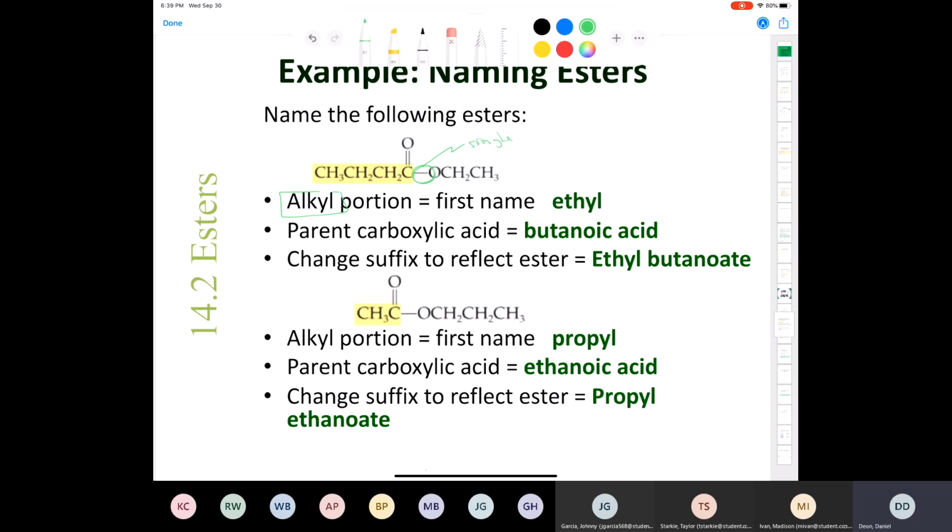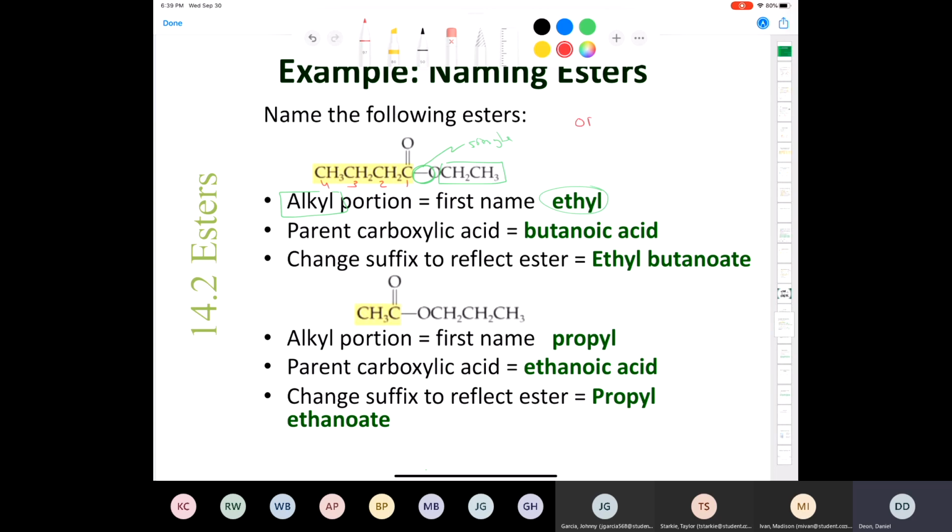So that is where the alkyl group comes from. We have an ethyl group here, so it's going to be ethyl. And then we have 4 carbons total from our carboxylic acid portion here. So that's 1, 2, 3, 4. So that would be butanoic acid, right? A 4-carbon carboxylic acid would be butanoic acid.